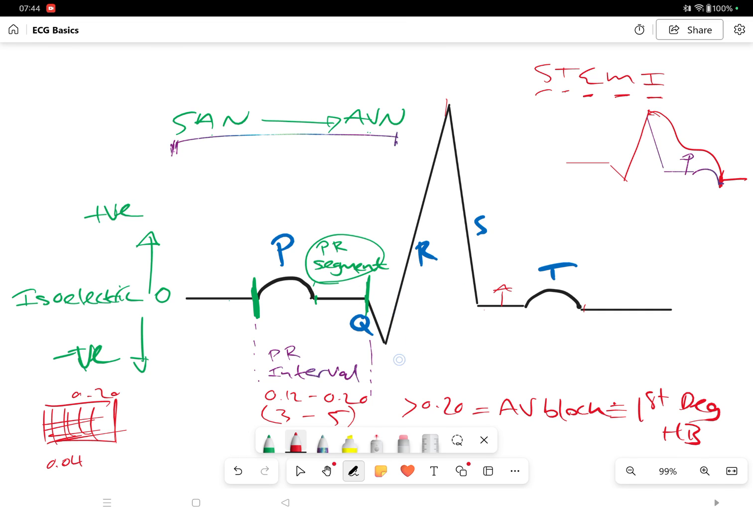You then have the QRS complex. In a similar fashion to the PR interval, the QRS complex also has a set range, and the QRS complex should be your 3 small squares, no bigger. So it should be 0.12 seconds, and it should be no bigger than 3 small squares.